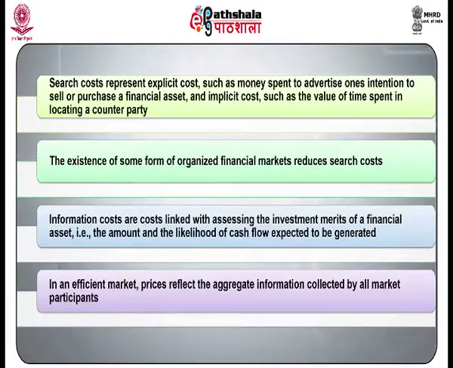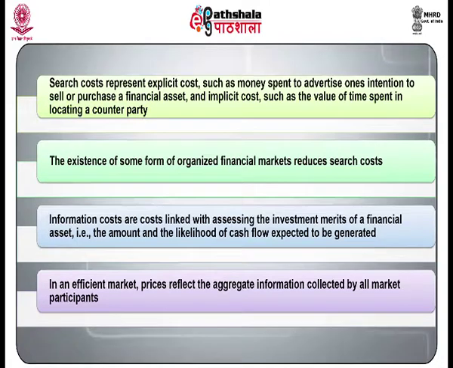Thirdly, financial markets on the economic front reduce the cost of transaction. There are two costs associated with transacting: search cost and information cost. Search costs represent explicit costs such as money spent to advertise one's intention to sell or purchase a financial asset, and implicit costs such as the value of time spent in locating a counterparty. The existence of some form of organized financial markets reduces such costs.